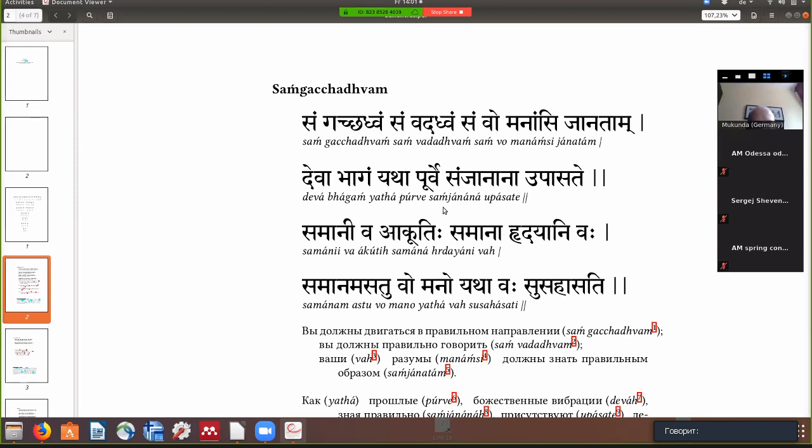You see in the first, I have written it in two ways. First is the Devanagari script, and the second one is the Anandamarga transliteration.